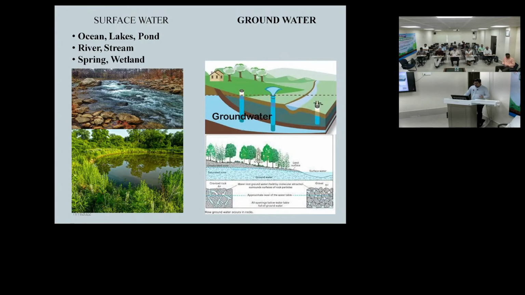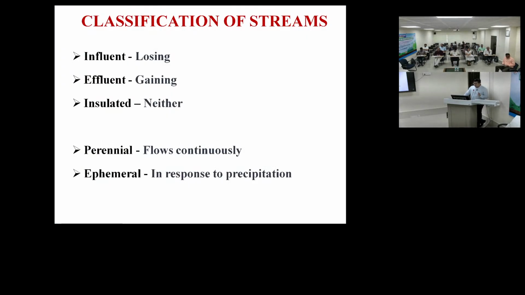So now, occurrence of water: we know surface water, ocean, lakes, and groundwater is different. So we have a classification of streams. There are two streams in groundwater. Influent is a losing stream, and effluent is a gaining stream. Influent is a losing stream, which means the stream gives water to the groundwater. Effluent is where it gains from the groundwater.